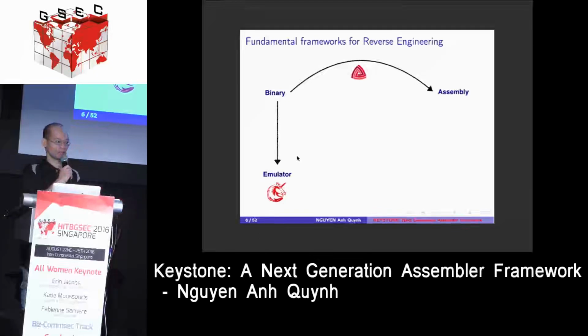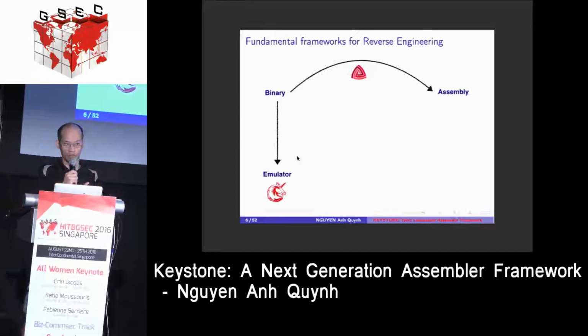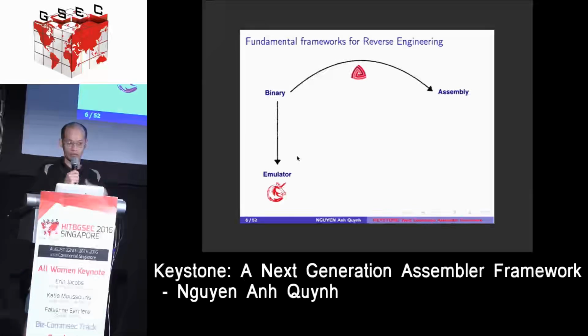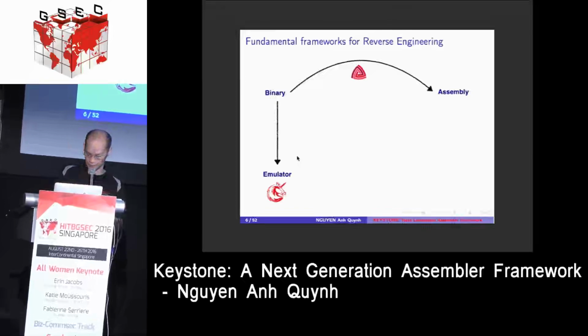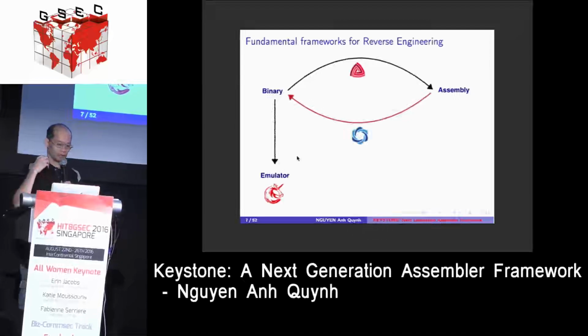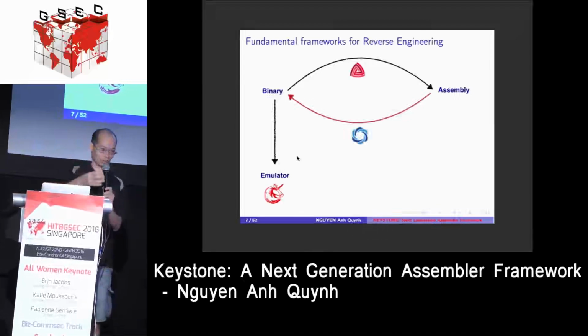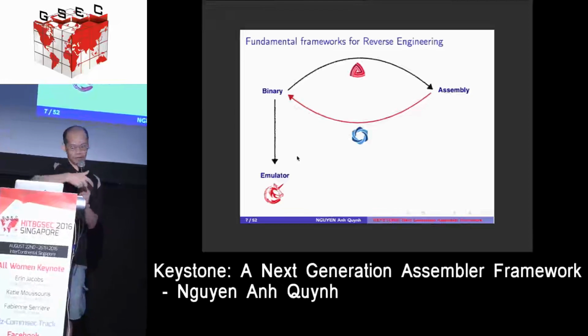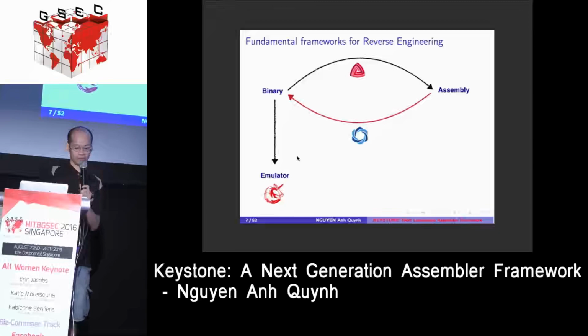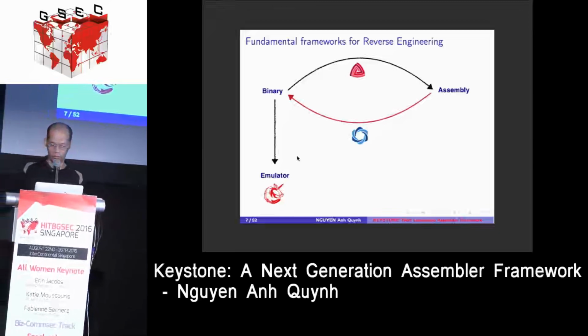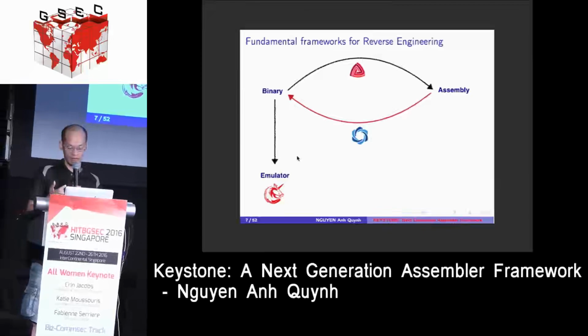So the question is, what is still missing here? Look at the diagram again. We need a binary to decode, to reverse to assembly, and we also need a binary for the emulator. So where do we get the binary? Most of the time you get the binary from somewhere, but sometimes you need to generate it yourself. Most of the time you need to compile assembly to generate the binary, and the binary can be decoded again, or sent to the emulator. So what is missing here is the assembler framework.